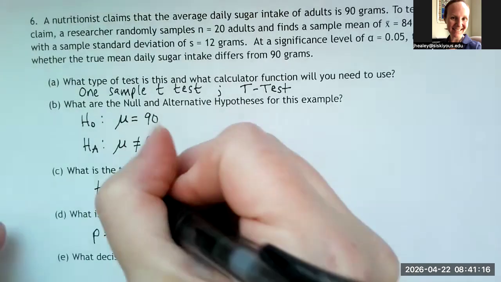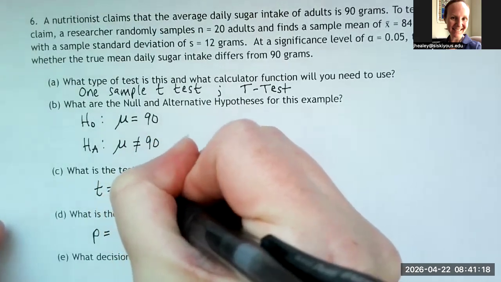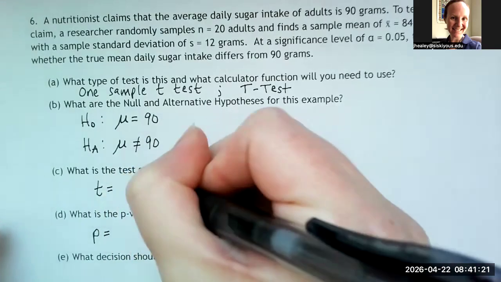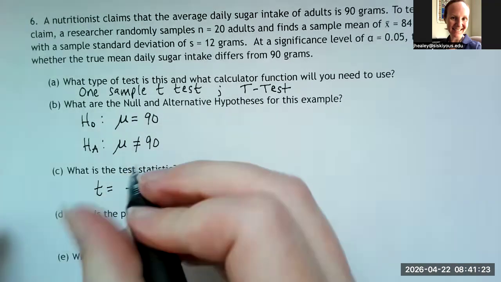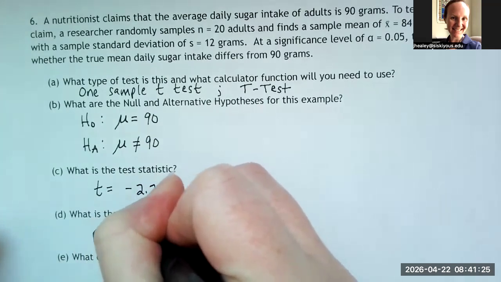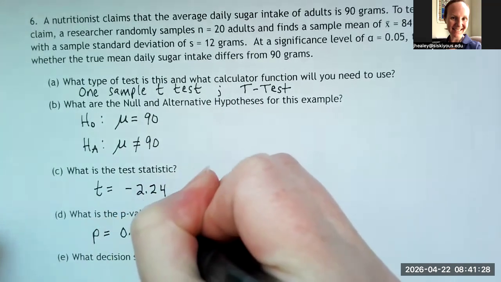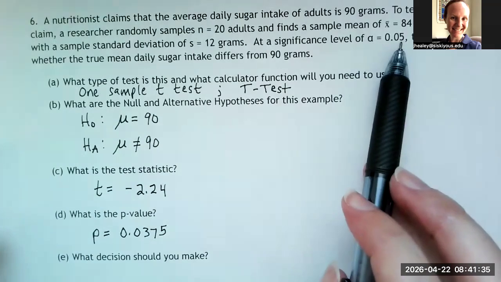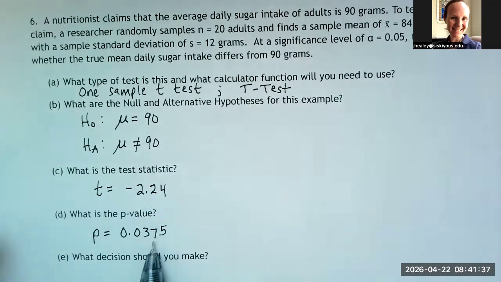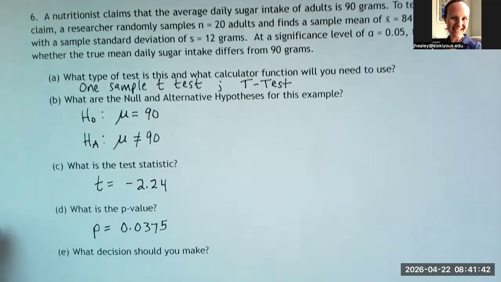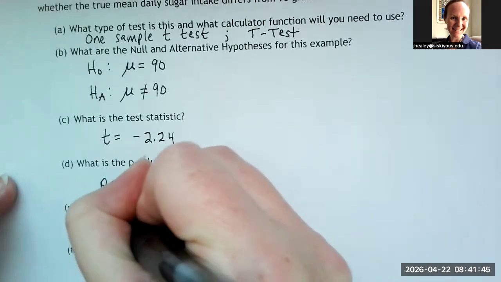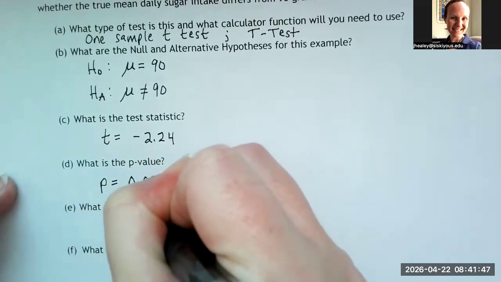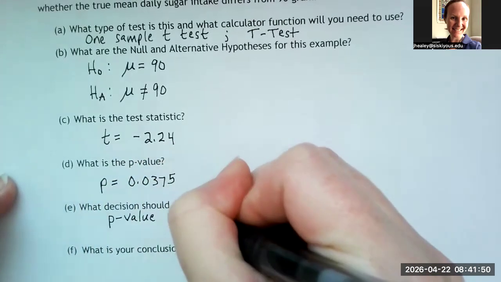That's giving us a t-value of negative 2.24 and a p-value of 0.0375. So we're comparing this p-value to 0.05. This one's 5 pennies, and this one is closer to 4 pennies. So our p-value is smaller in this case. So the p-value is smaller than our alpha value.